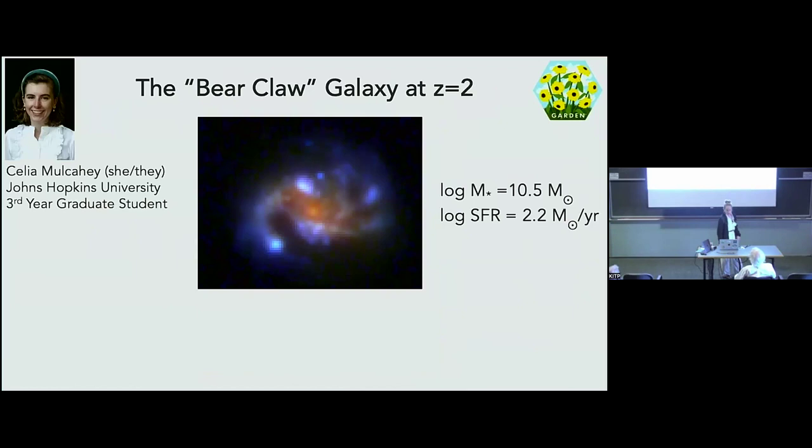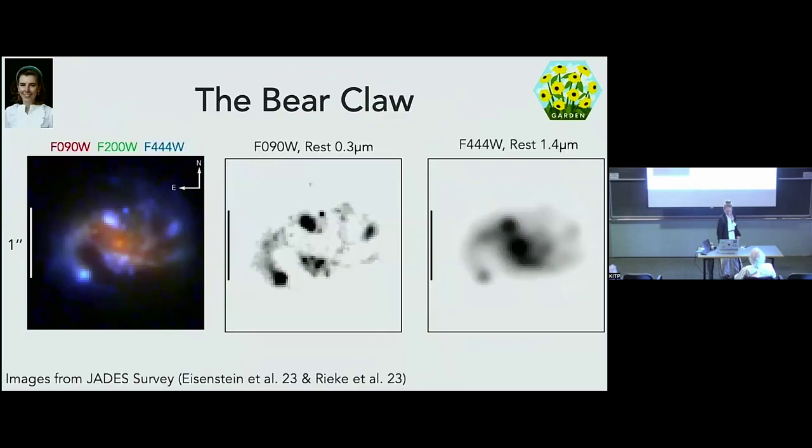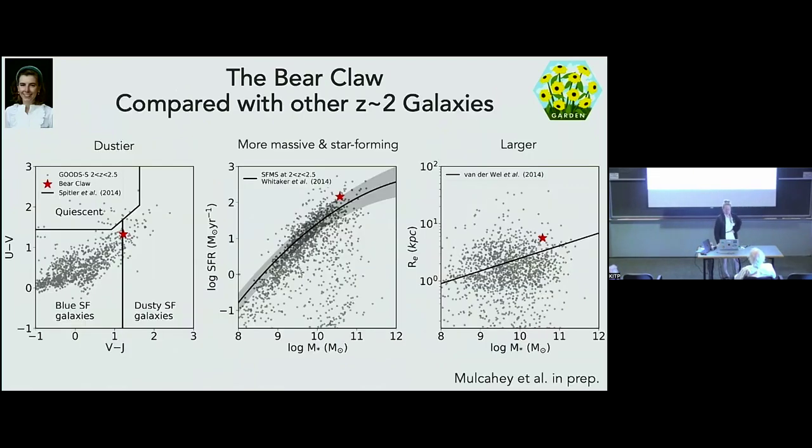Here's a bear claw galaxy at redshift 2. Similar mass and star formation rate. That's why we call it the bear claw. Look at this. It looks like a merger here, but then it has this bar and the spiral arms here in the IR. Same thing. Bright, star forming on the dusty side.